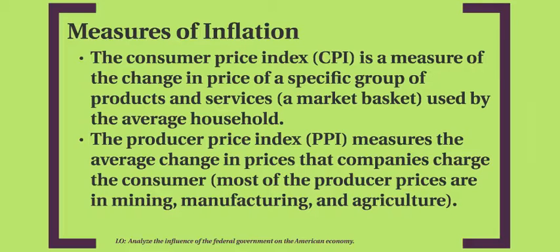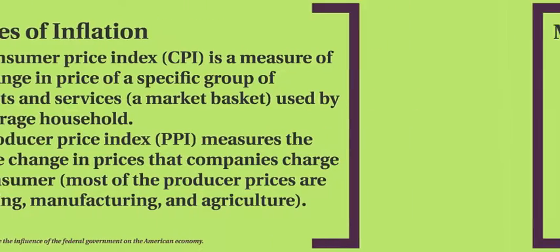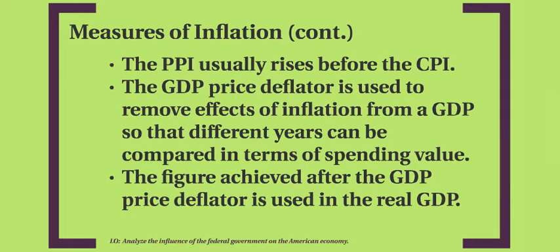The Producer Price Index measures the average change in prices that companies charge the consumer. Most of the producer prices are in mining, manufacturing, and agriculture. The PPI usually rises before the CPI, and the GDP price deflator is used to remove the effects of inflation from a GDP so that different years can be compared in terms of spending value.